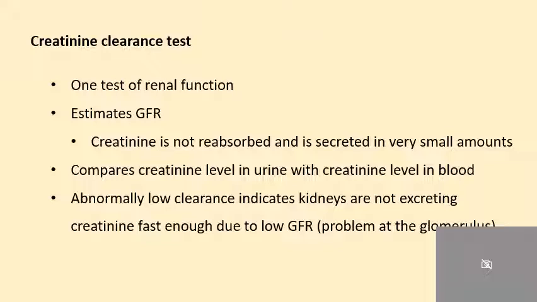And so if we have an abnormal creatinine clearance test, it looks like this. There's way more creatinine in the blood than there is in the urine. We have a low level of creatinine in the urine, and we have accumulating creatinine in the blood because the kidneys are not excreting it fast enough. So that's an abnormal creatinine clearance test. In a normal creatinine clearance test, we have similar levels of creatinine in the blood and creatinine in the urine, indicating that the kidneys are adequately excreting creatinine.